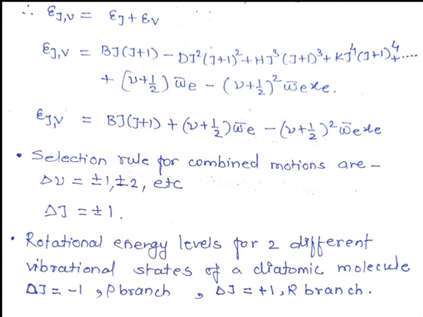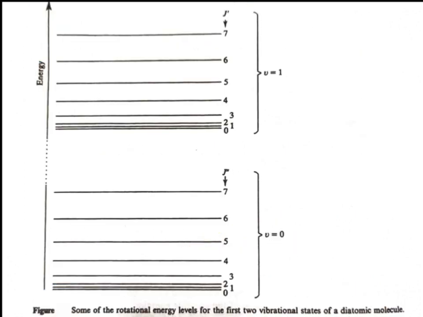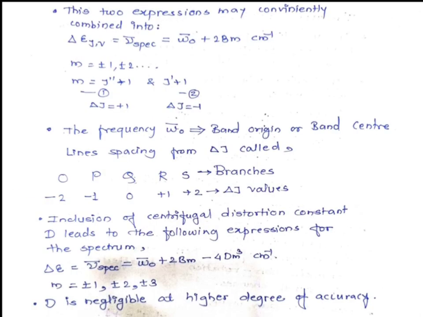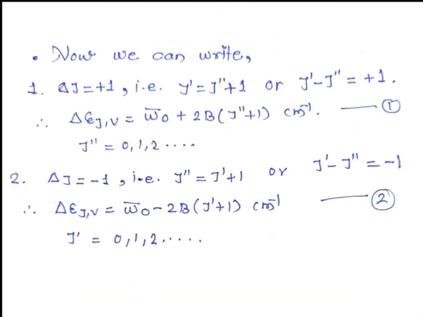When we get delta J equal to minus 1, it will be the P branch. When delta J is equal to plus 1, it will be the R branch. Such types of energy levels will be observed in a diatomic molecule. And this is the diagram which shows the transitions for the P branch and the R branch. And then we have calculated the energy of the R branch and the energy of the P branch.